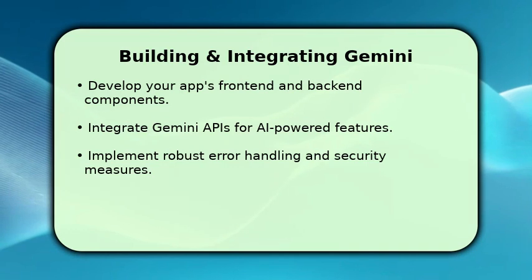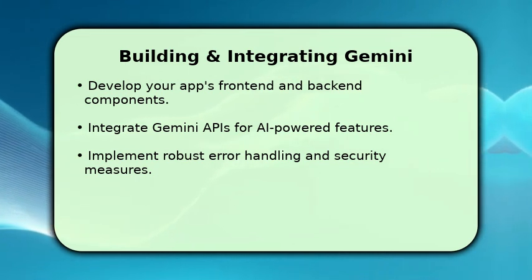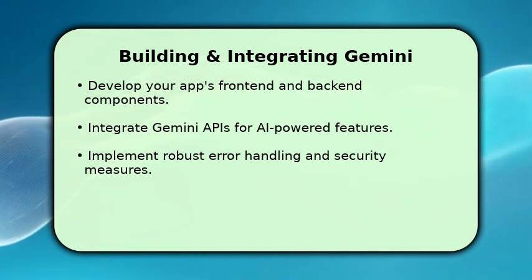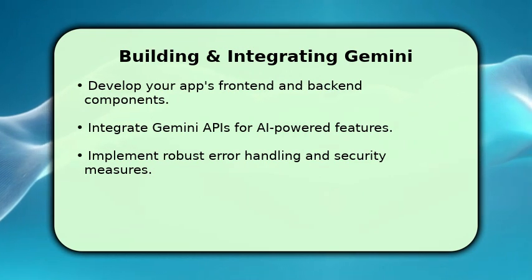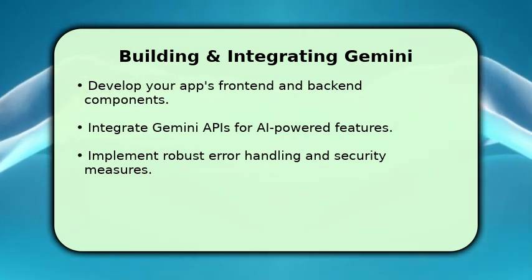Now it's time to build. Develop both your app's front-end and back-end components, ensuring they work seamlessly together. Integrate the chosen Gemini APIs to bring your AI-powered features to life, creating dynamic and intelligent interactions. Remember to implement robust error handling and strong security measures to protect your users and data effectively.